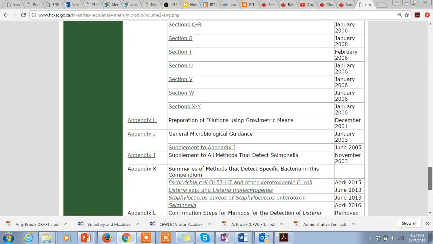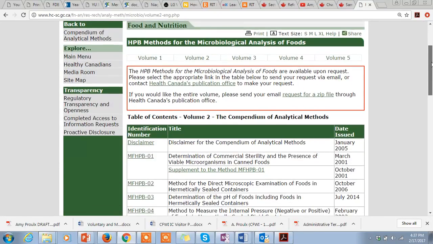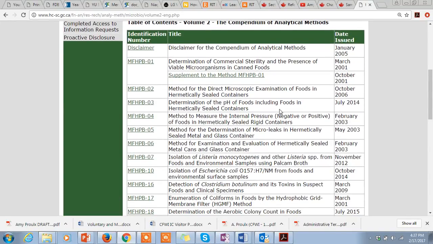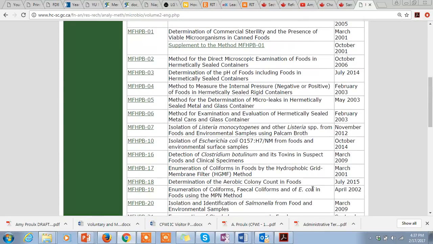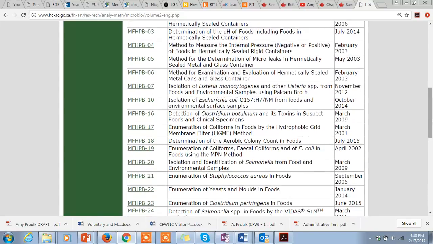Section 1 is reasonably good. Section 2 is actually even better. And this is where you're going to see things like measuring pH in hermetically sealed containers, measuring Clostridium botulinum, measuring E. coli O157:H7, measuring Listeria. These are validated methods, and I highly recommend that you use these as your framework for setting up new methods, new protocols for evaluation of food products.